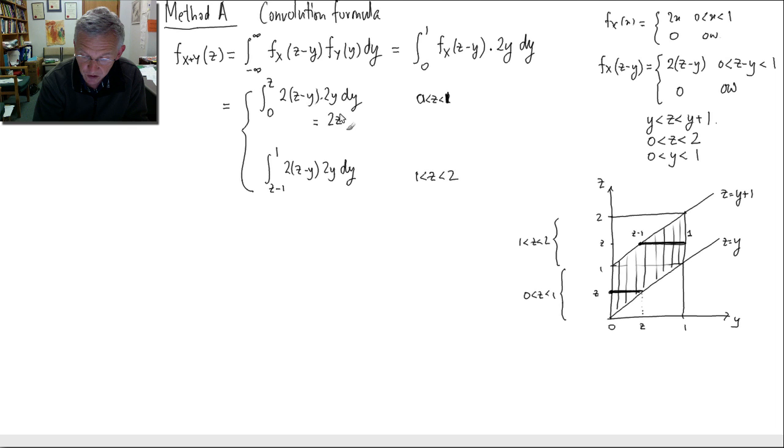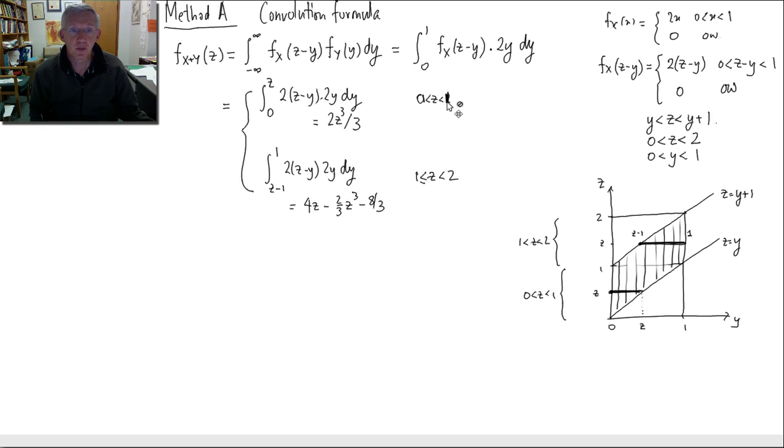This is 2z cubed over 3. That's the form between 0 and 1, and this integral is equal to 4z minus 2/3 of z cubed minus 8 over 3. These two expressions are equal at 1, so it doesn't really matter whether you have a less than or equal to here or here. And that's the solution of the problem using the convolution formula.